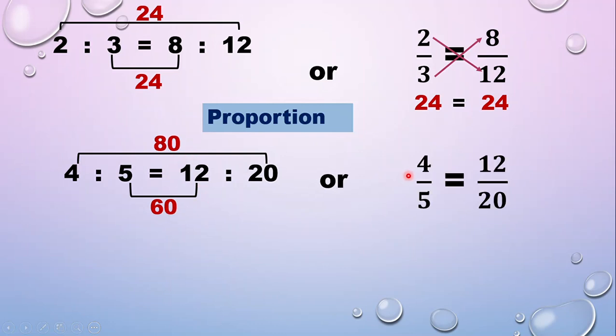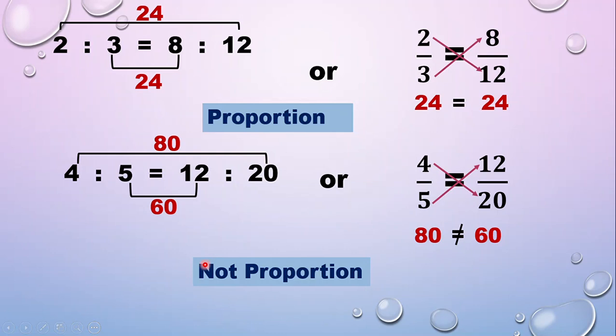Then in fraction form, we have 4/5 is equal to 12 over 20. So cross multiply, 4 times 20, we have 80. Then 5 times 12, we have 60. So 80 is not equal to 60. Therefore, these two ratios we compared are not a proportion.